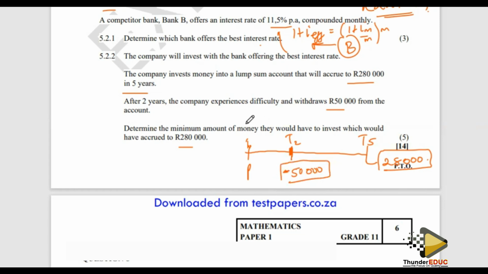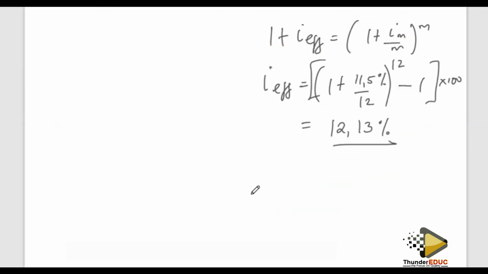So which means that the P amount, I'm going to take it to be growing for 5 years. And then this 50,000 is just going to grow for, I'll use 3 years. Okay, so I'll say that my P into 1 plus my i, let me use the 11.5% compounded monthly. So that's 11.5% over 12 to the exponent of 5 times 12.